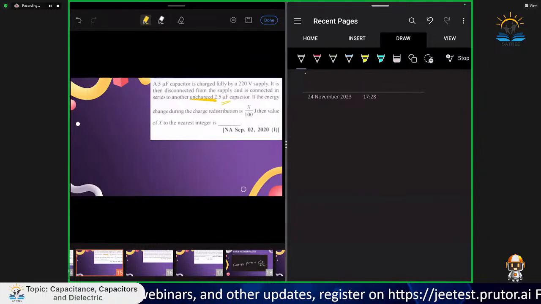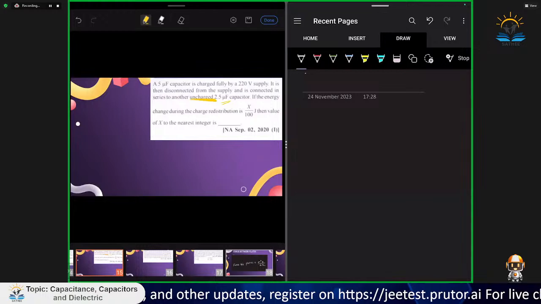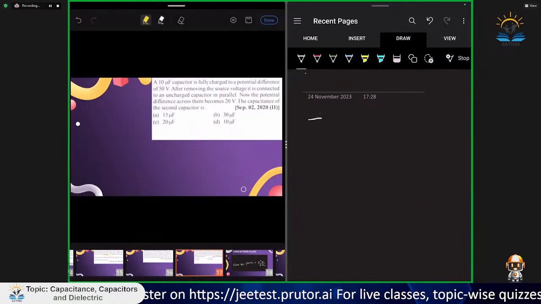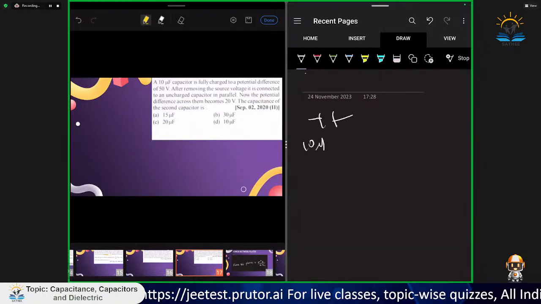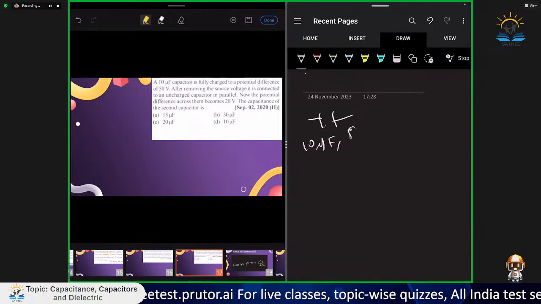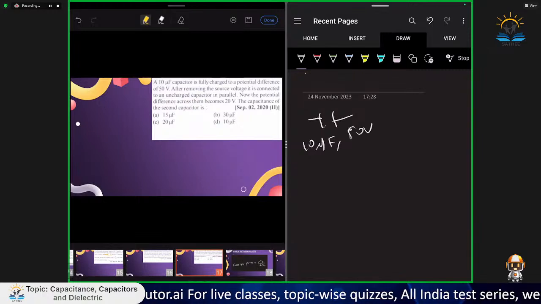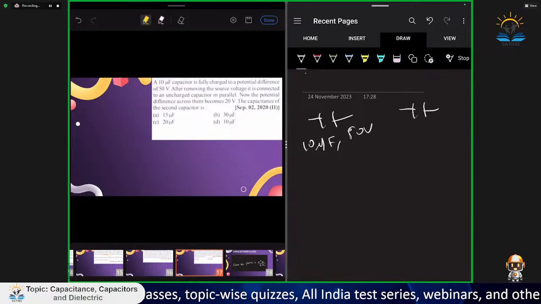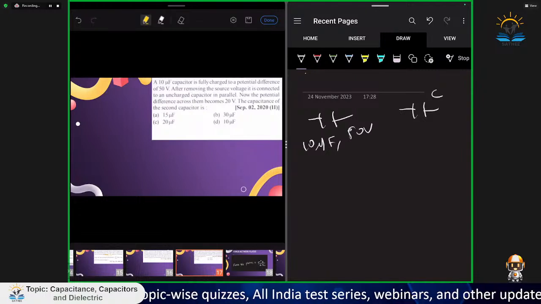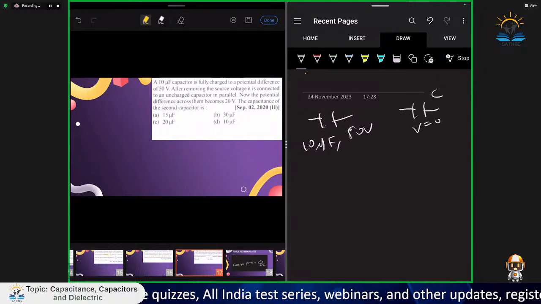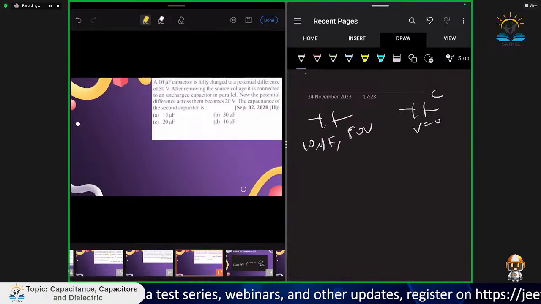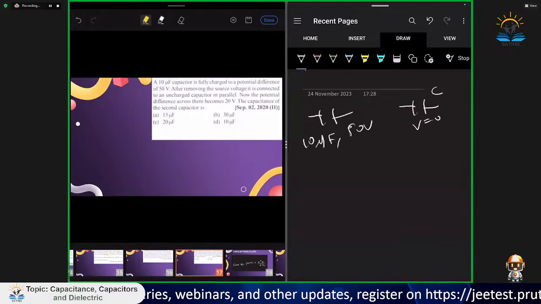This question is our next question. A 10 microfarad capacitor is fully charged to a potential difference of 50 volt. Again simple: 10 microfarad, 50 volt. After removing the source voltage, it is connected to an uncharged capacitor in parallel. Capacitance is not given, but voltage will be 0 since it's uncharged. Now the potential difference across them becomes 20 volt. We have to find out the capacitance C of the second capacitor.